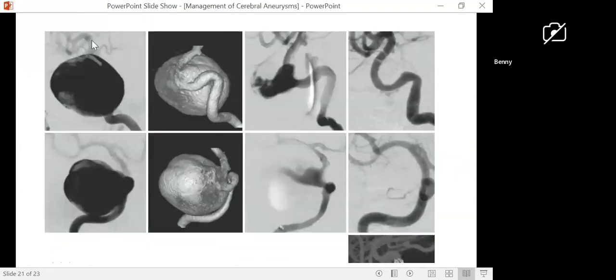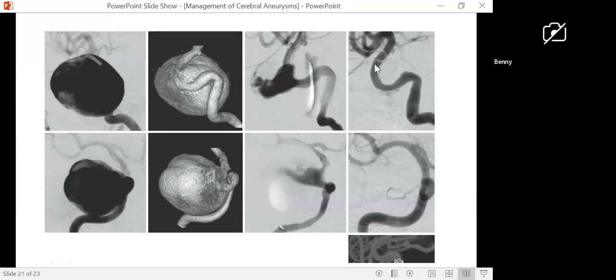Here's some examples. So there's a giant aneurysm off the patient's carotid artery here on the right. And here's a 3D model of it. A flow diverter stent was placed across the aneurysm neck, and you can see immediately after it was placed, there's significant reduction of filling of the aneurysm compared to here. And then this is a long-term follow-up. The aneurysm is completely obliterated.